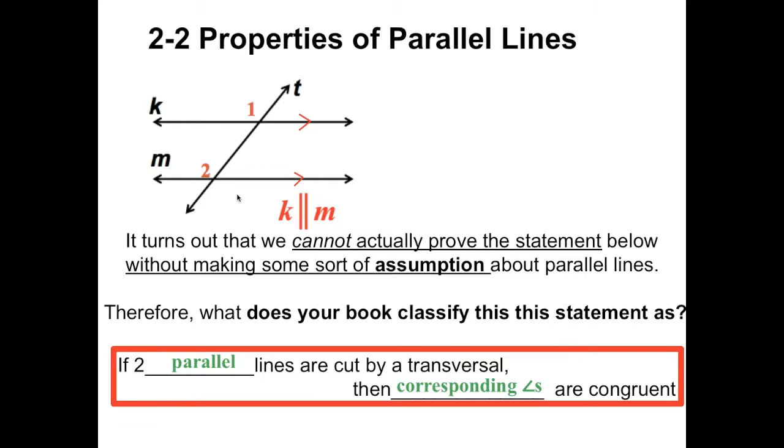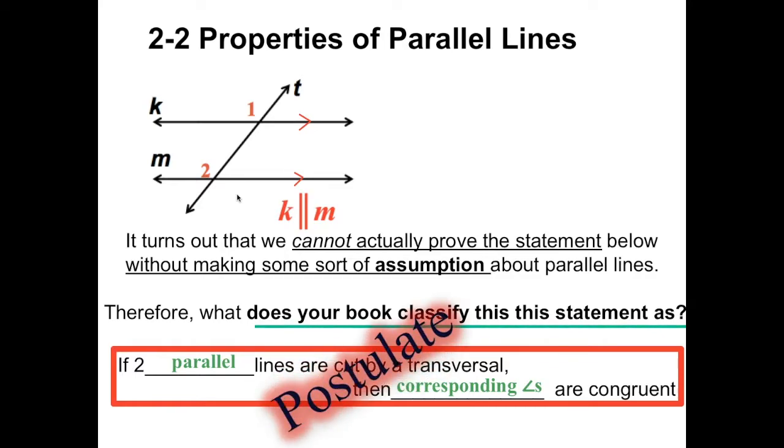And I've been building to this for the last 5 minutes or so. We're going to classify this, because we're not going to prove it, as a postulate. That's right, friends, a postulate. Make sure you know the difference between, I know we're already in chapter 2, but hey, some people pay closer attention than others, definitions, postulates, and theorems. And this is certainly a postulate because we're not going to be proving this one.